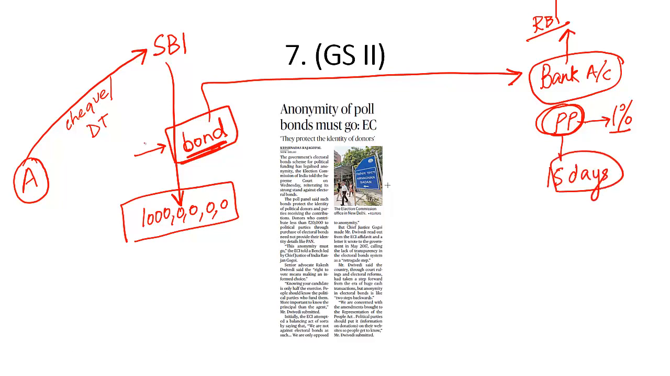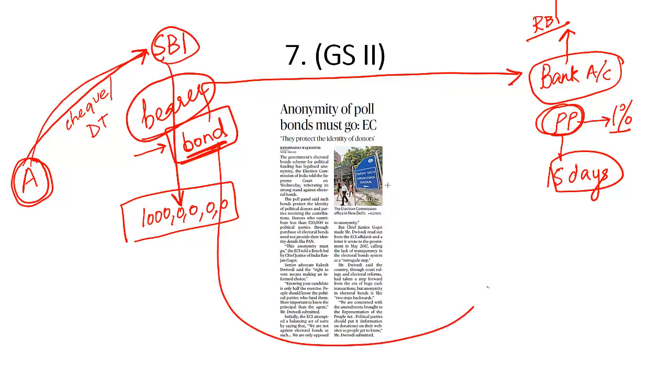But this bond is a bearer bond. And what do we mean by the bearer bond? That means when A is buying this electoral bond from State Bank of India, then depositing this bond into the bank account of a political party, the donor is anonymous. That means not even the political party knows which corporation or which industry or which individual has donated this much amount of money into my bank account.